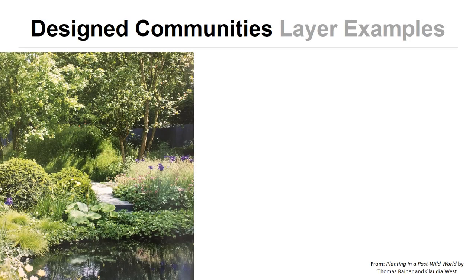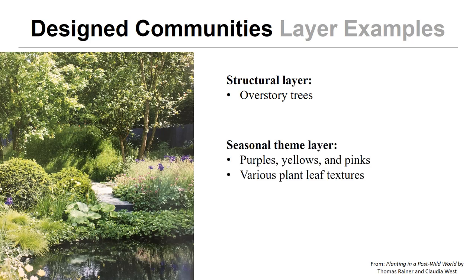So here are some different layering examples. In this example from Rainier and West's book, we have a structural layer, so those are the overstory trees that we have in the background. Our seasonal theme layer comes in purples and yellows and pinks. Here we can see some iris blooming in the midground, and various plants and leaf textures. So this is overall a very green landscape, or it was when this photograph was taken. But you have very fine textured grasses against the very coarsely textured plants there in the midground.